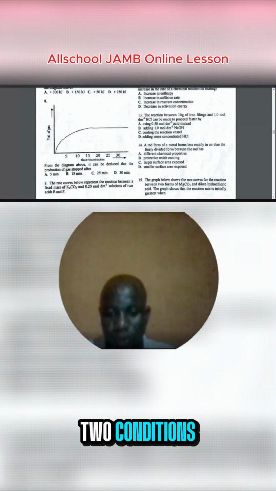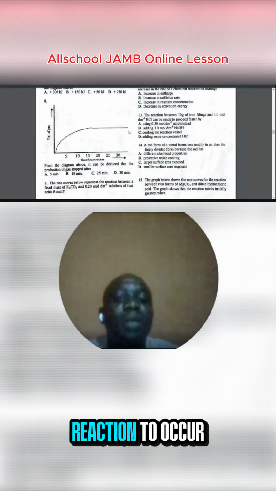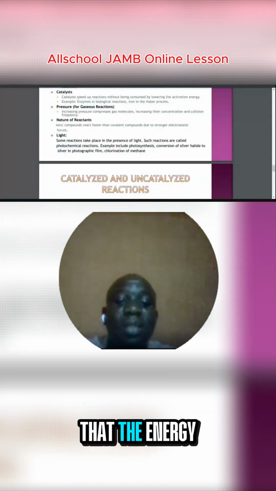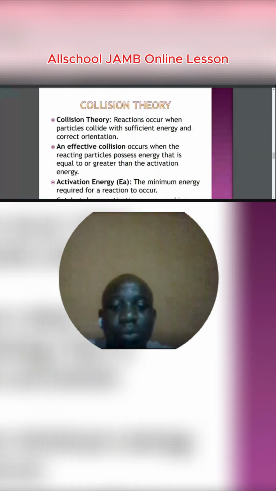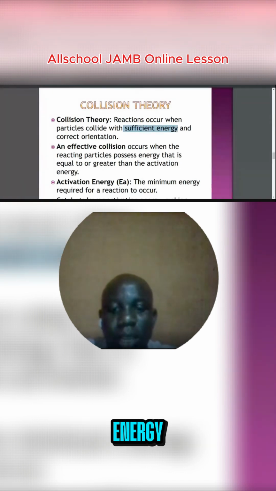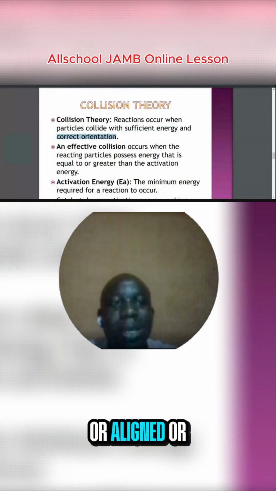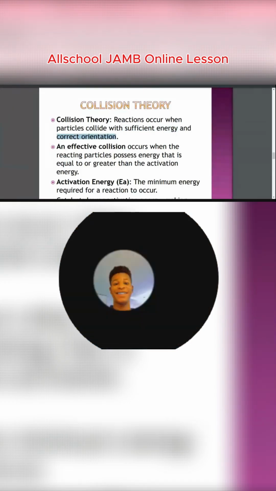Remember we said for a chemical reaction to occur, what are the two conditions that must be fulfilled? The two conditions necessary for a chemical reaction to occur. We said that the energy of the reacting particles must be greater than the activation energy. The reacting particles must have sufficient energy and they must be correctly oriented or aligned.